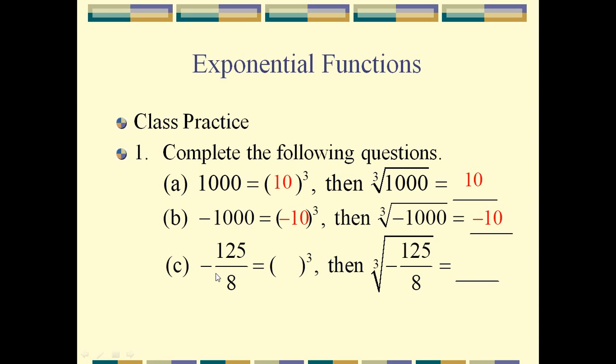And for part C, we see that negative 125 over 8 is equal to negative 5 over 2 to the power 3. So we say the cube root of negative 125 over 8 is equal to negative 5 over 2. In question 1, you see that both are power 3, they are odd numbers. So when you take the cube root, you have only one answer.